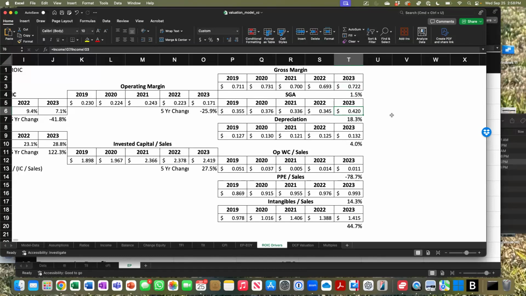Depreciation went from 12.7 cents per dollar in 2019 to 13% in 2023. So that hurt them a little bit. But the real story here is the big increase in SG&A, which led to the drop in the operating margin.